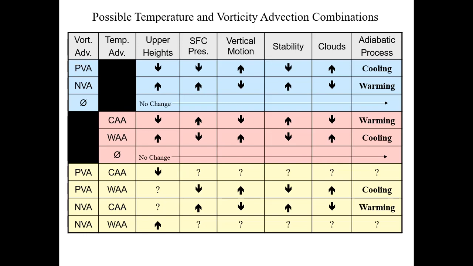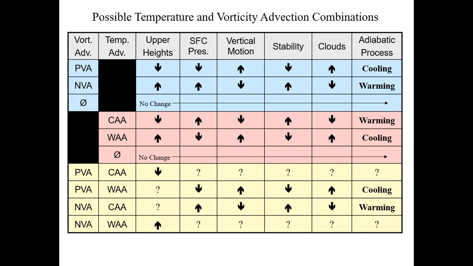So I have a lot of combinations of those two columns on the left, vorticity advection and temperature advection. And then I have columns for upper heights, surface pressure, vertical motion, stability, clouds, and the adiabatic process. All right, so I will tell you this: if you have rising vertical motion, you will have adiabatic cooling. If you have sinking air motion, downward motion vertically, you're going to have adiabatic warming. So that is the way that works.